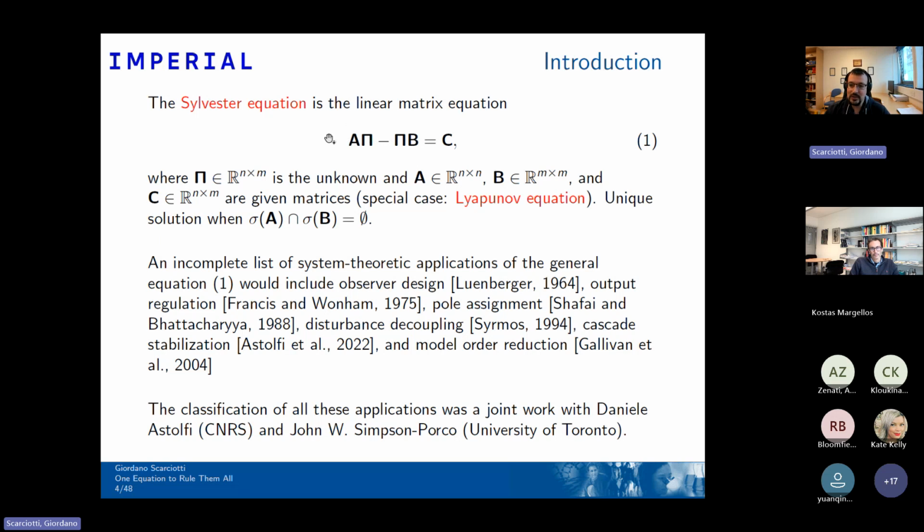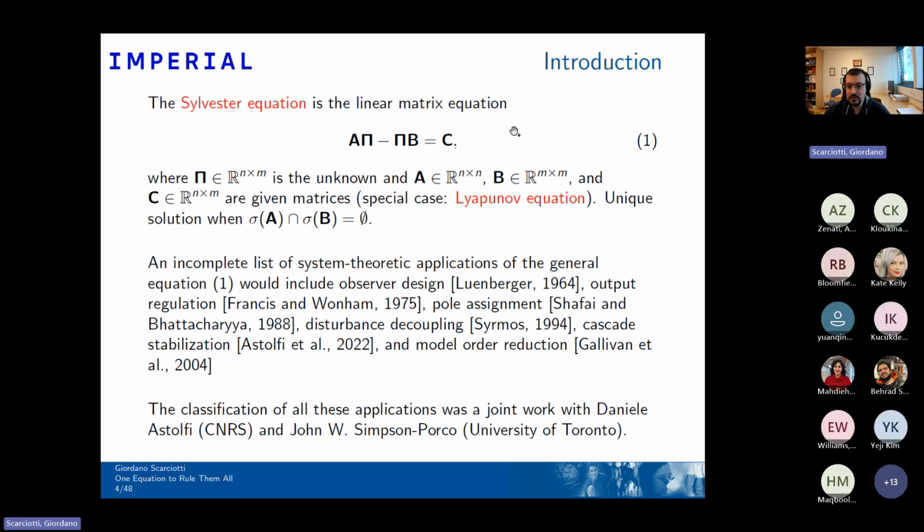which is this equation that you see here on top, where we have some given matrices A, B, and C, which are not the A, B, and C of the system. They are just generic matrices A, B, and C. Then we have the unknown, the matrix that we do not know, which is pi, which we want to compute. It's well known that if the spectrum of A and B is disjoint, which means that A and B do not have any common eigenvalue, then this equation has a unique solution.